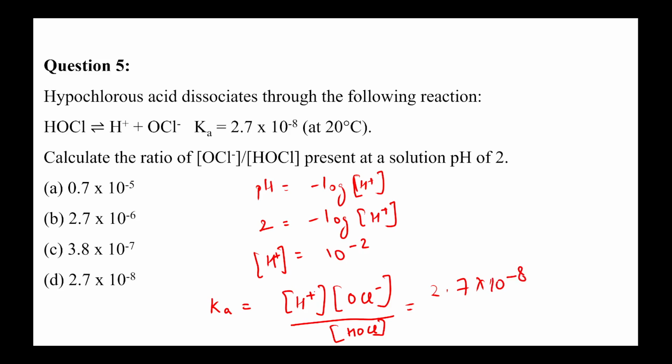Now, what is the H plus ion concentration? H plus ion concentration is 10 raised to the power minus 2. That means this will get divided by 10 raised to the power minus 2 and we will get the answer what we have to find. We have to find OCl minus concentration divided by HOCl concentration. So we will get the desired ratio by just dividing the Ka by 10 raised to the power of minus 2. And if I divide by 10 raised to the power minus 2, that means the answer will be 2.7 into 10 raised to the power of minus 6.